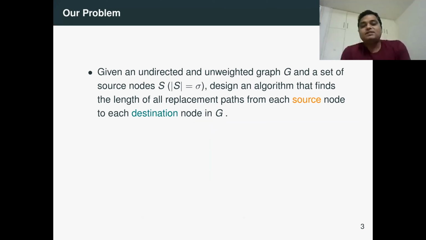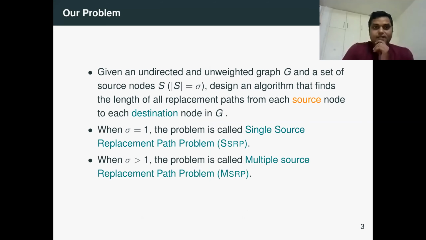So the question is: given an undirected and unweighted graph G and a set of source nodes S, where the number of source nodes is sigma, design an algorithm that finds the length of all replacement paths from each source to each destination node in G. The number of destination nodes is n, and the number of source nodes is sigma. If sigma is 1, then this problem is called the single source replacement path problem, abbreviated as SSRP. And if sigma is greater than 1, then it is called the multiple source replacement path problem.